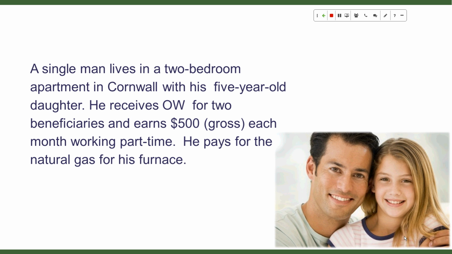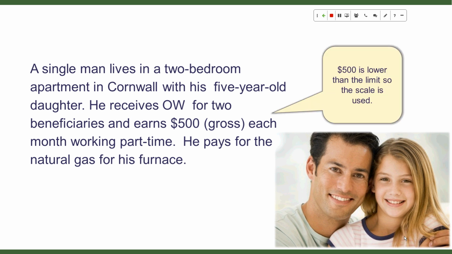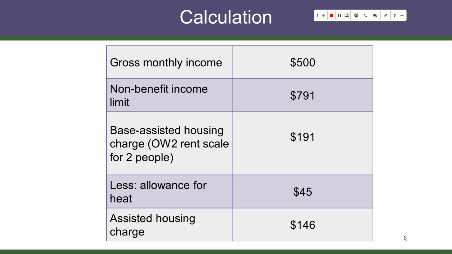So what you would do is again first determine: is the $500 lower than the scale limit? It is. We already know that, so we would use the scale. Looking at the calculations, we know that Ontario Works 2, number of beneficiaries 2 is $191, and he would be eligible for a heat allowance of $45, so it would further reduce the assisted housing charge to $146 a month.